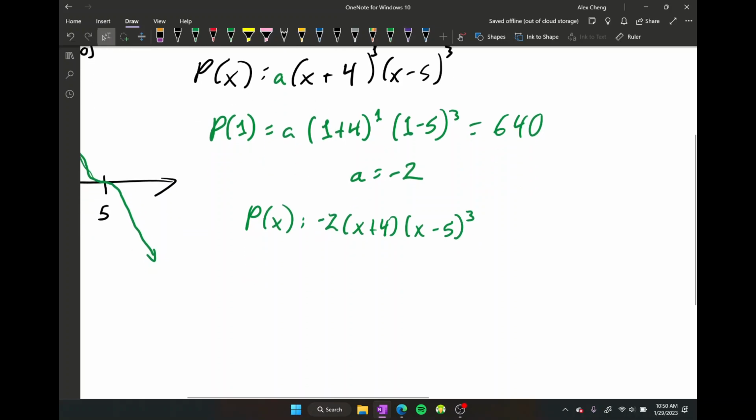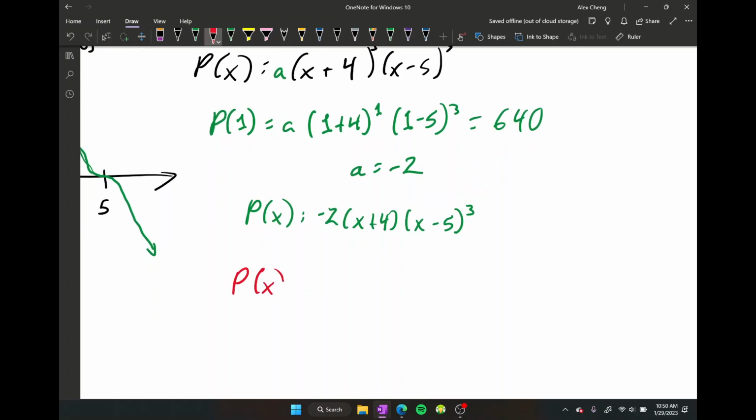Okay, so hopefully that helped. Again, remember, that is not the only way to do this problem given the restrictions. So you could have also done it this way, x plus 4 cubed and then x minus 5 to the first. Again, you'll do the same thing and you'll just get a different a value though. So let's actually just double check this.